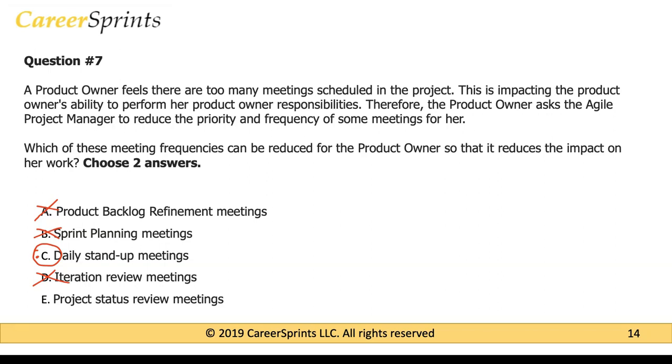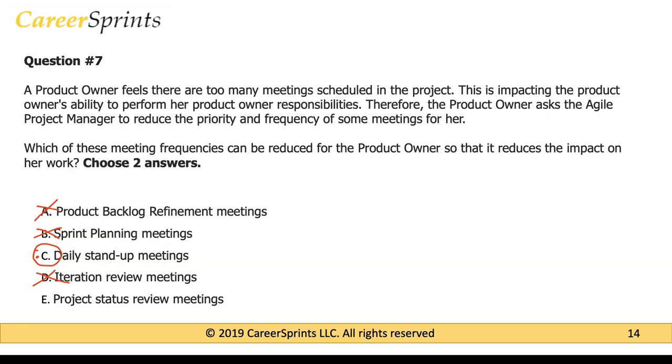Next is project status review meeting. The thing is, a project status review meeting may not even be necessary in an agile environment. And the reason for that is you're anyways doing a sprint review meeting or an iteration review meeting in which you are showing the increment to the stakeholders and to the users, and they are giving you feedback.